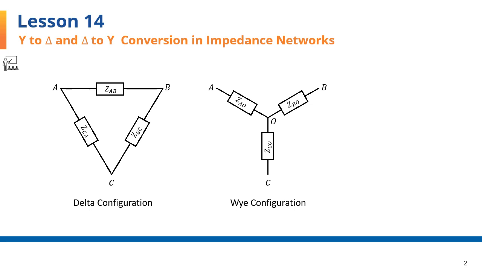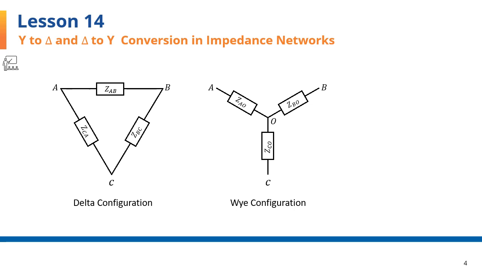The configuration of the three impedances on the right is called the Y configuration, and the one on the left is called a delta configuration. The idea is, given one configuration, to find the elements of the other so that they are equivalent from the point of view of the 3 points A, B, and C of the circuit to which they belong. Once that calculation is done, either one of these configurations can be replaced with the other without affecting the external circuit to which they are connected.